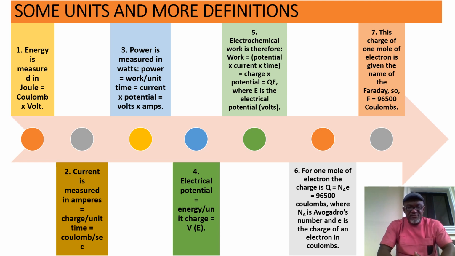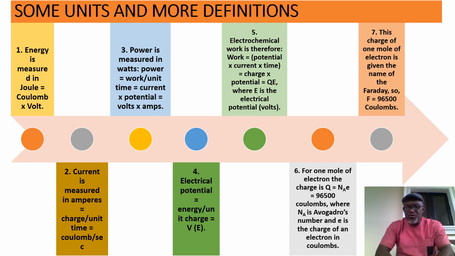Now, electrical potential is given by energy per unit charge, represented by V, sometimes by E, capital E. The fifth one, electrochemical work, is therefore equal to potential multiplied by current multiplied by time, and that is charge multiplied by potential. Remember, current times time is equal to charge. So where E is electrical potential in volts.